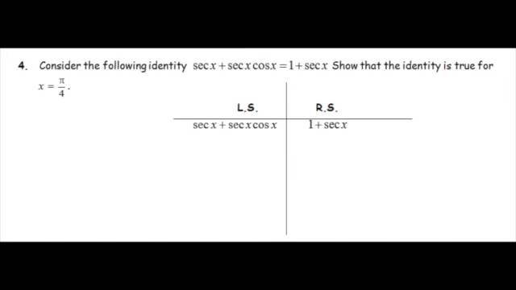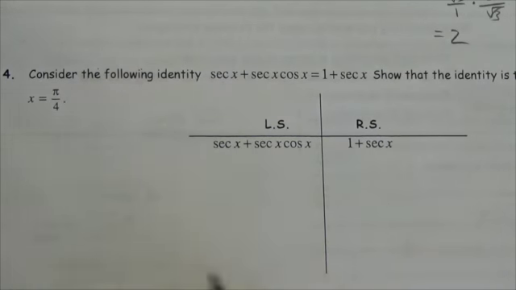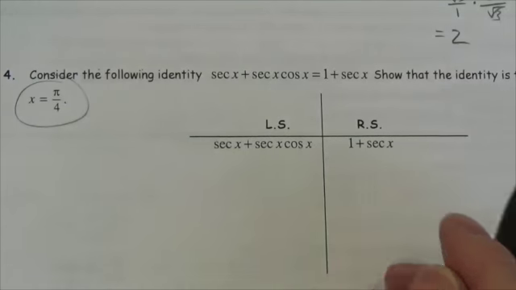Consider the following identity. Secant of x plus the secant of x multiplied by the cosine of x is equal to 1 plus the secant of x. Show that the identity is true when x is equal to pi over 4. Okay, this question is similar in spirit to the one that we just did, just worded a little differently. We're just going to show that when we plug in that pi over 4, the left side and the right side are equal.